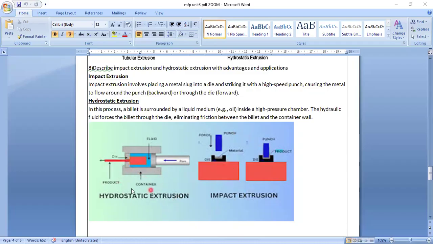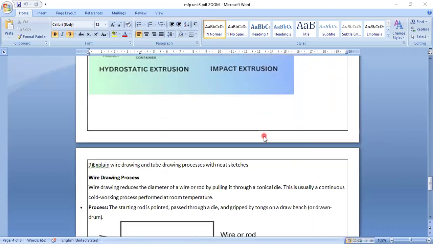Hydrostatic is there. As I said, the ram is putting pressure on this fluid. It is an oil or liquid. Then that oil pressure is going to be put on this workpiece. This workpiece is coming out of the tubes here. So this is a hydrostatic one. A billet is surrounded by a liquid medium, especially oil or water, inside a high pressure chamber. The hydraulic fluid forces the billet through the die, eliminating friction between billet and container.